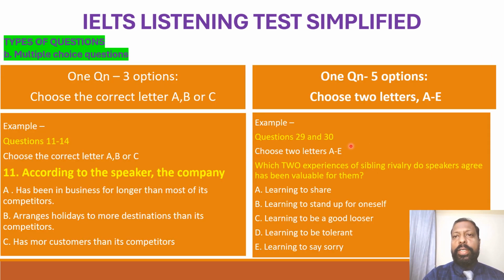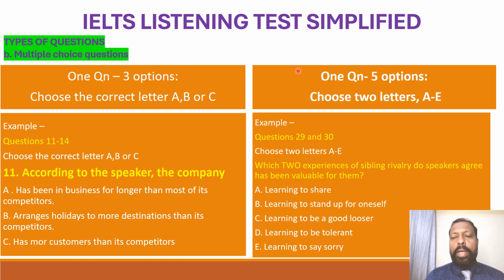Now, coming to the next type of question, that is multiple choice questions. As I mentioned before, it is a very important type of question. So let's see, there are mainly two different types of MCQs. First one, you have to face one question and 3 options. Here you need to choose the correct letter A, B, or C.